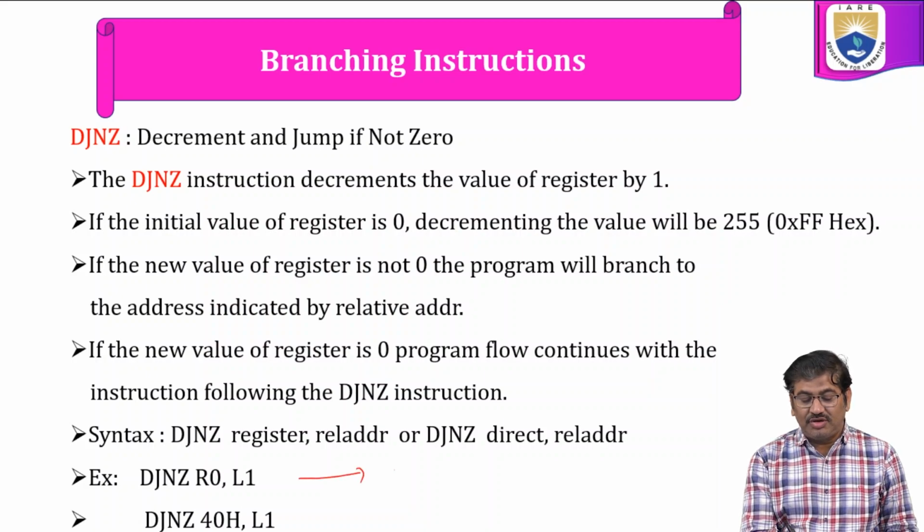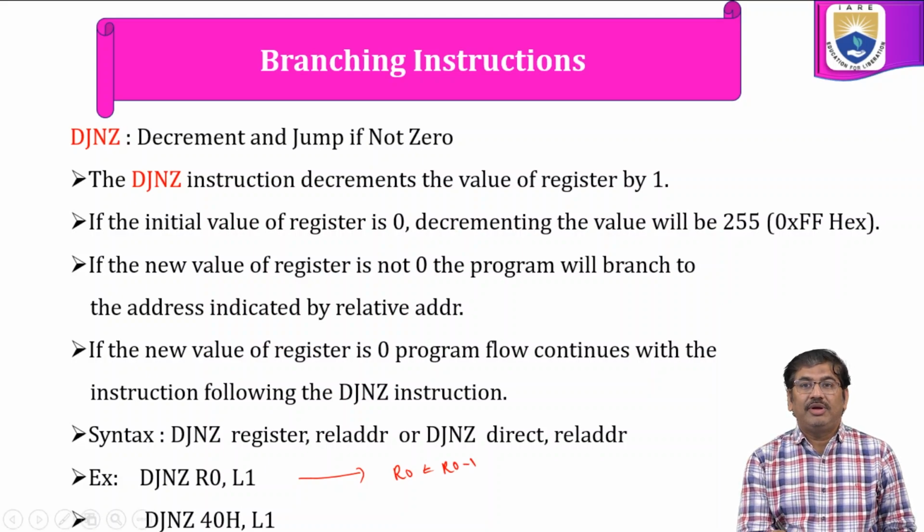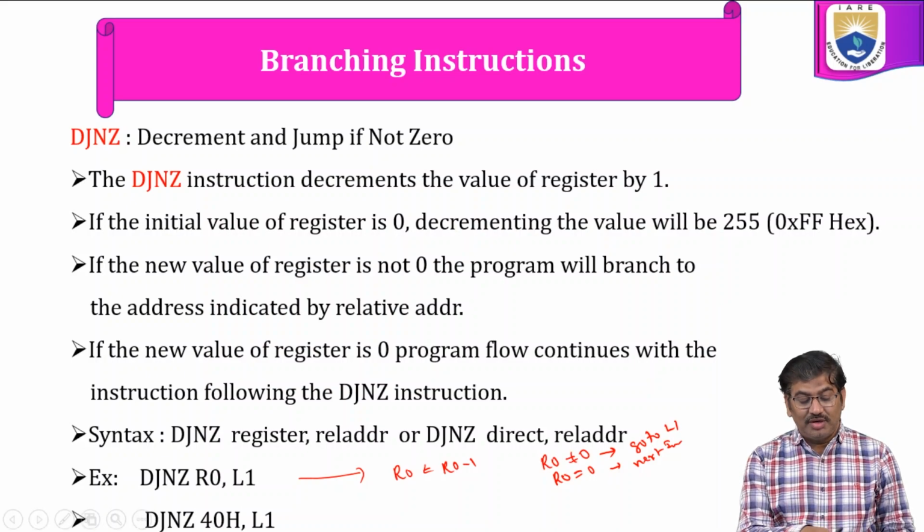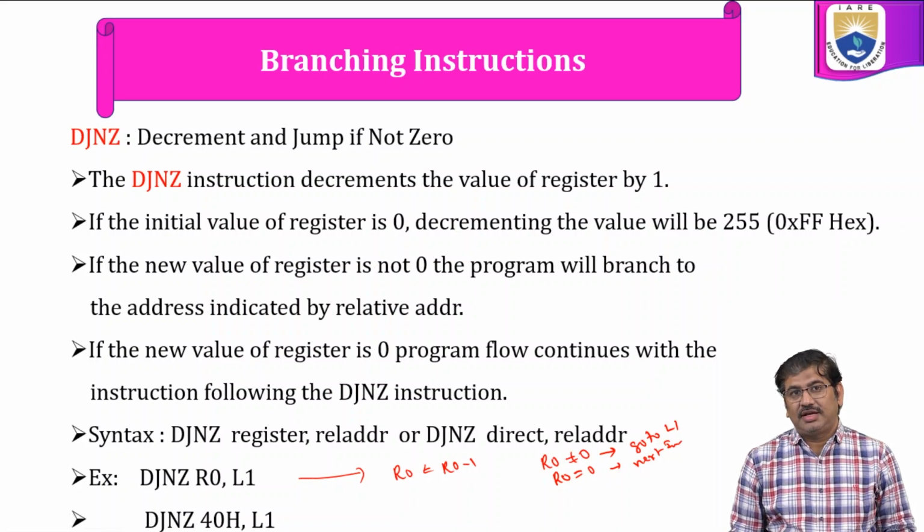When you are executing this instruction, first R0 will be decremented by 1. After decrementing it, we will check whether this R0 is non-zero or not. If it is non-zero, then go to label 1. Else, that means if R0 contents are equivalent to 0, then the next instruction will be executed. Similarly, for the second one, the contents of the memory at address 40H will be decremented. Then it will check whether it is non-zero or not. If it is non-zero, go to label 1. Otherwise, the subsequent instruction will be executed.